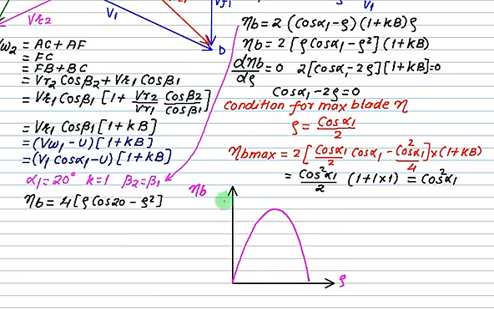So it can be shown like this. On the y-axis we have eta b, on the x-axis we have the speed ratio. If rho equals 0, the blade efficiency also equals 0. And it will have a maximum value at rho equal to 0.5 as per the given condition. And if you check, it will again be equal to 0 at this point.